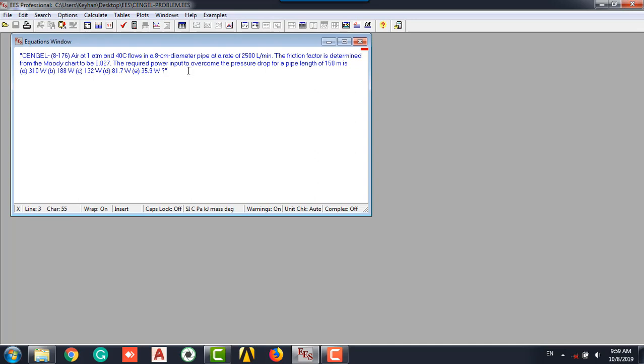We are going to create the data and write the data from the question. First of all, the question says that the pressure is 1 atmosphere, so P equals 101325 Pascal, which is equal to 1 atmosphere, in SI units, and the temperature is 40, so we put the exact temperature, 40 degrees Celsius.